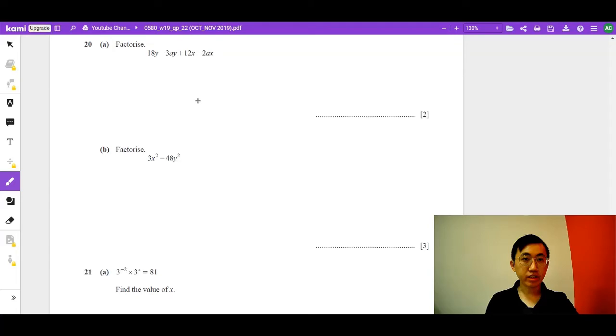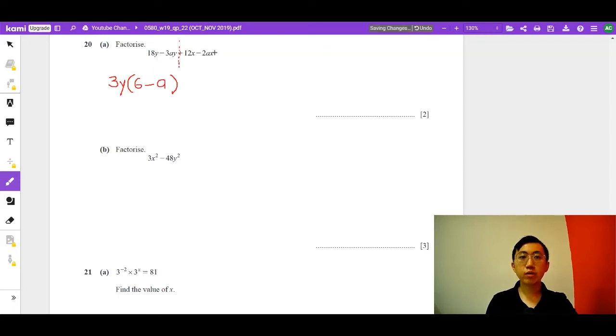Question 20, factorize. When you factorize, there are 4 terms, so you need to do partial factorization, split down the middle and do half of them at a time. Let's factorize the first half first. 18y minus 3ay, you can factorize 3y, then check if there's nothing else, and put a bracket. What times 3y will get you 18y? 6 minus, copy back. What times 3y will get you 3ay? That will be just a over here.